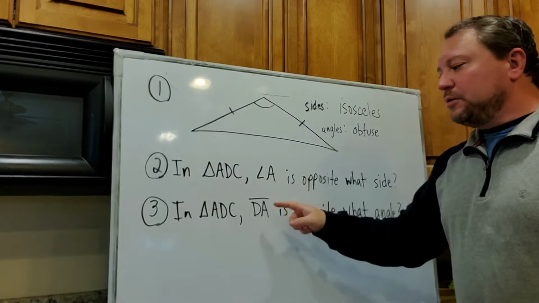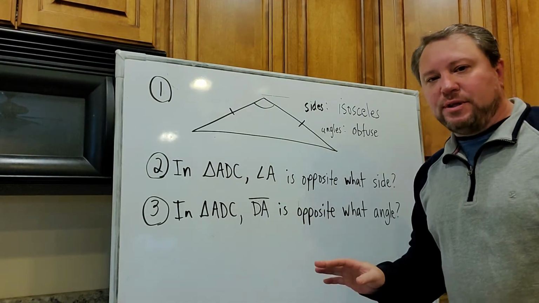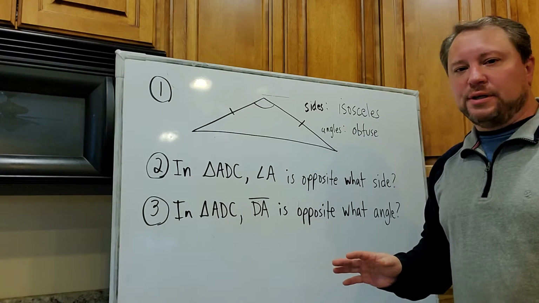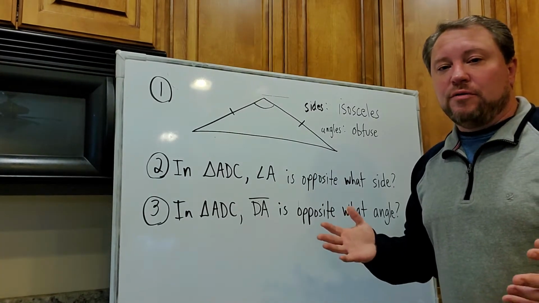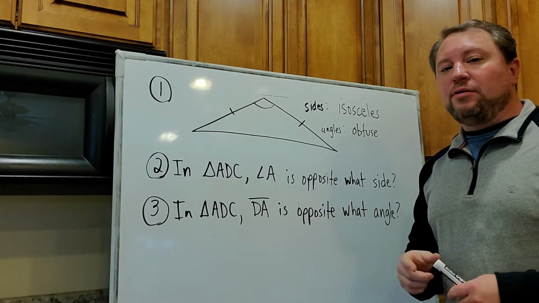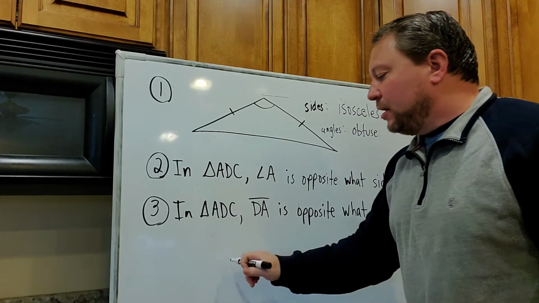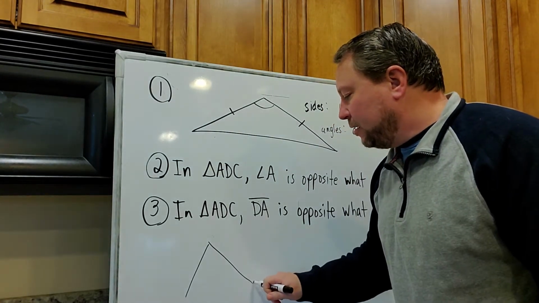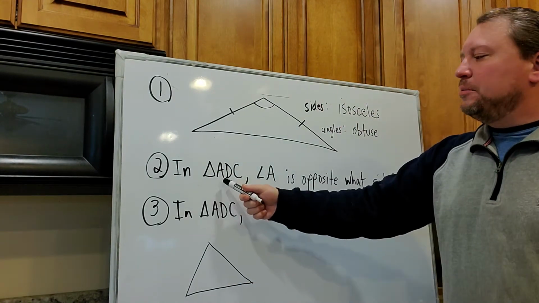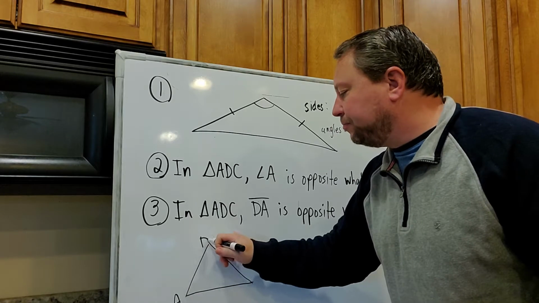Now on problems number 2 and 3, you'll notice on the worksheet they do not provide you with any kind of picture to go with this. It's up to you. You don't have to, but if you'd like, you could draw your own little picture, maybe off to the side or on some scrap paper somewhere. Like down here at the bottom, I'm going to go ahead and make a triangle and label it ADC, like it has here in the problem.